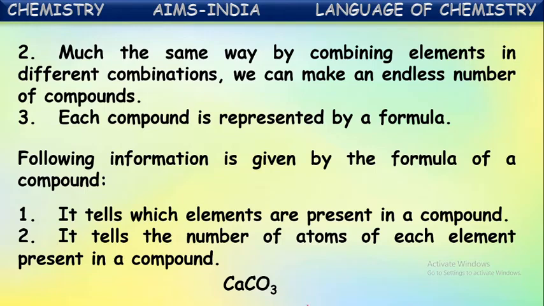For example, take calcium carbonate again. It represents the elements which combined to form this compound. Which elements are combined here? Calcium, carbon, and oxygen, so these three different elements are present in this compound. That's one piece of information. What else do we get? How many atoms of each element are present in this compound? Each molecule contains one calcium atom, one carbon atom, and three oxygen atoms. So this is the information given by the chemical formula of a compound.